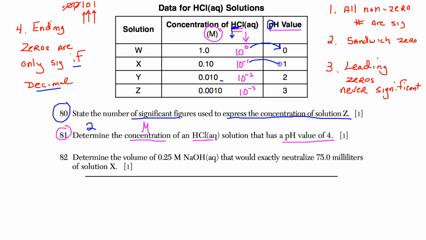Positive value of negative 1, hey, 1. Positive value of negative 2, 2. Positive value of negative 3, 3. So if we want a what? A pH of 4. What do you think this is? 10 to the negative 4. And that would be good enough. You could say 1 times 10 to the negative 4. You could also write this as 0.0001.